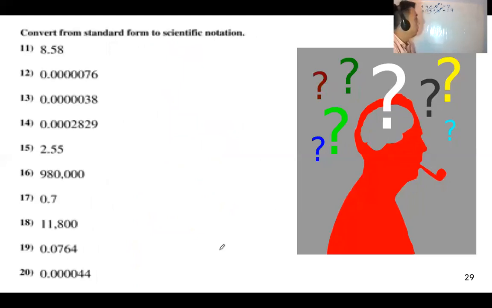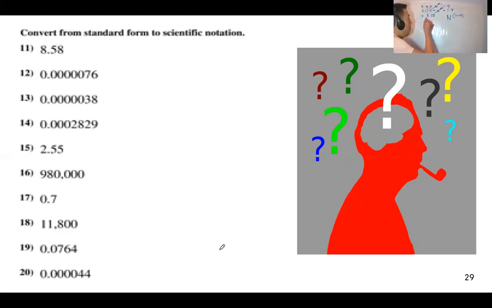Next, our part 2, we have number 11. So for part 2, 11 to 20, we need to transform from standard notation to scientific notation. Okay? So number 11 tayo. Our number 11 is 8.58. We need to remember, okay? You need to recall that our first step is you need to find n. Tama? Our n is in between 1 and 10.